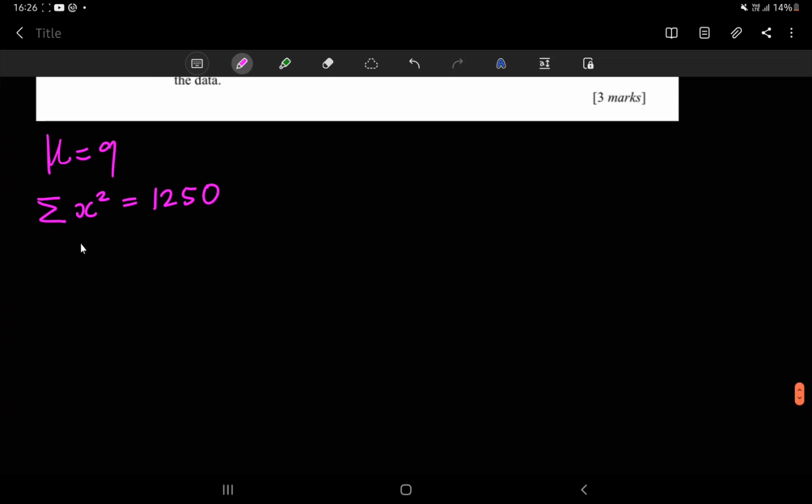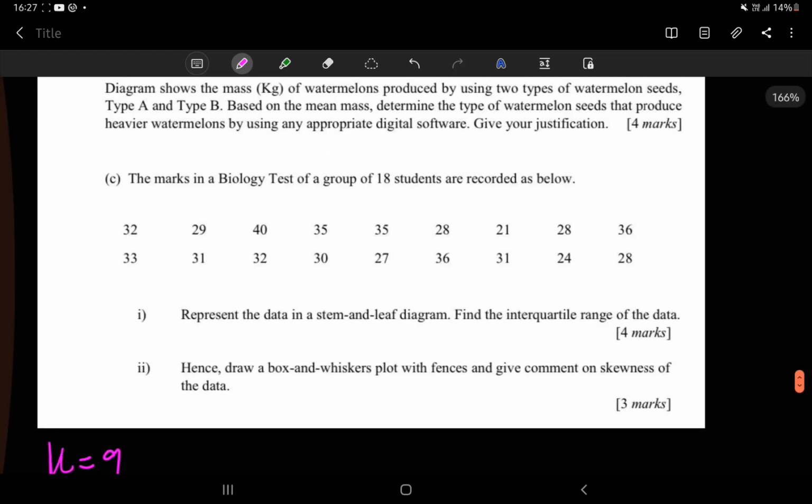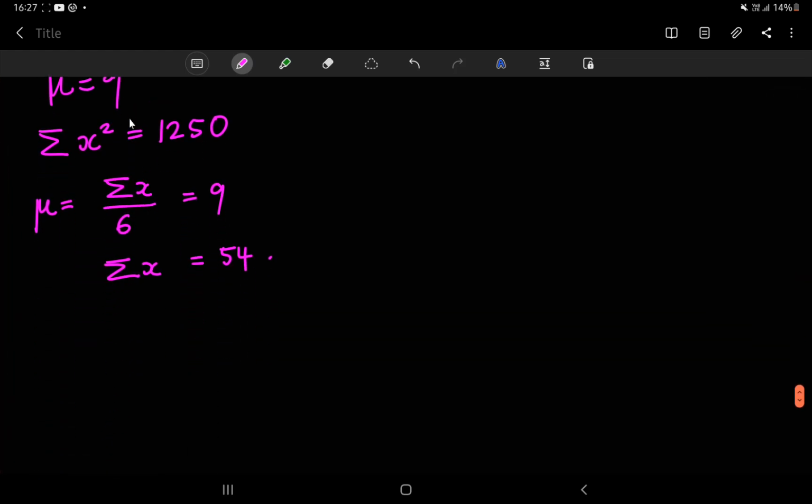From the mean formula, mean is defined as the total sum of data divided by the number of data, which is 6, right? So this is 9. So the sum of data is 9 times 6, which is 54. Why 6? Because we have a total of 6 data. So we know this is the sum, but we first want to find the new mean.